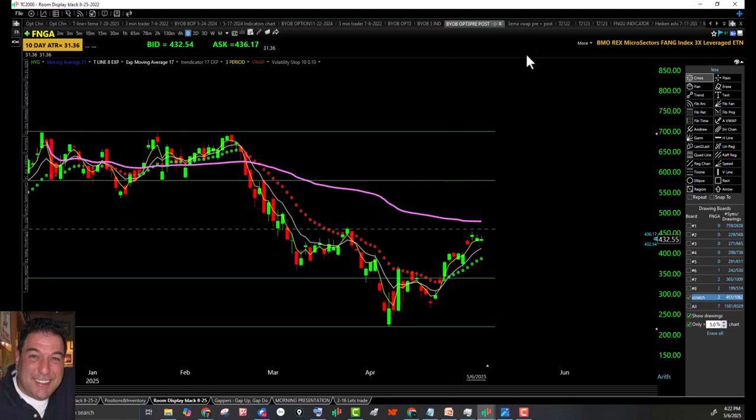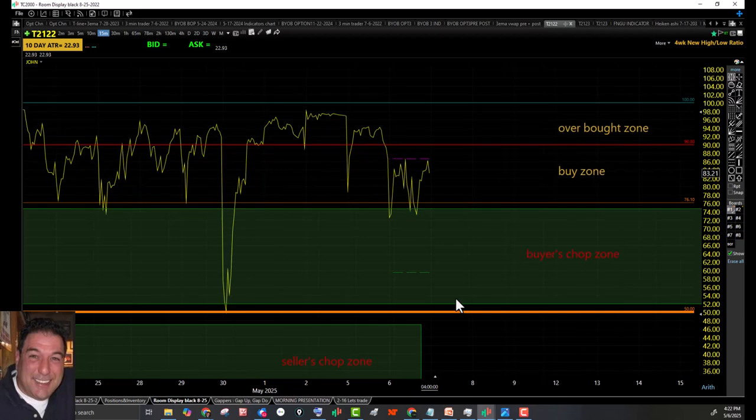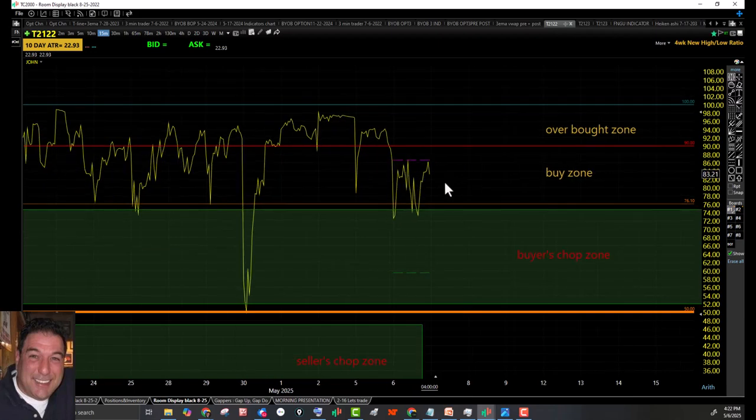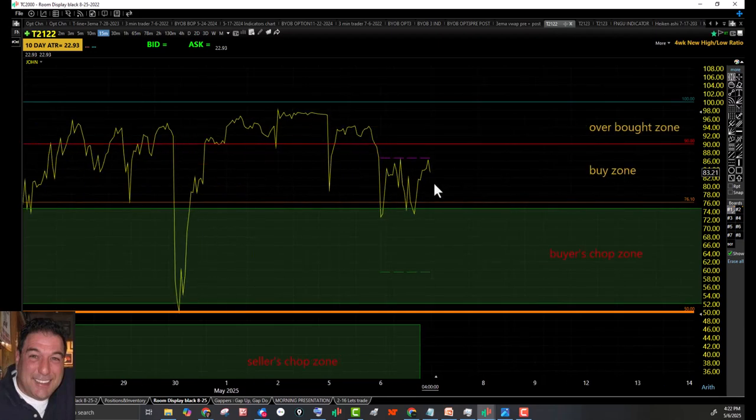All right, let's take a look at our technicals. T2122. We spent the day inside the buy zone. Okay? Not a bad place to be. I like it when we're in the overbought zone, but if you're going to have a pullback and you hang out all day in the buy zone, nothing wrong with that.